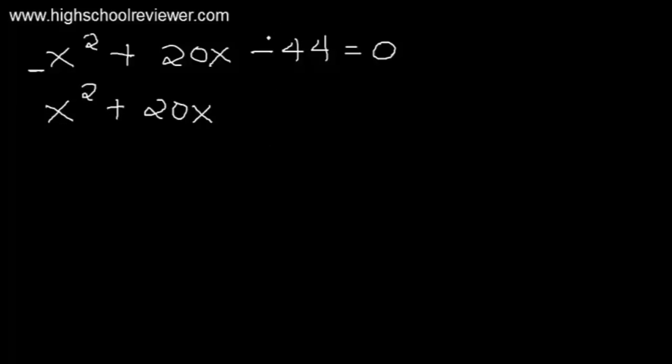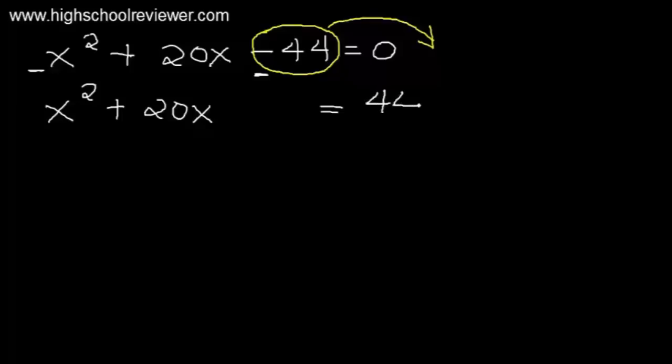Okay, we need to transpose negative 44. We need to transpose the last term. So our last term here is negative 44. So we need to transpose that to the other side. So transposing, what will be left here will be x squared plus 20x. And if we transpose negative 44, this will change sign. This will become positive 44.